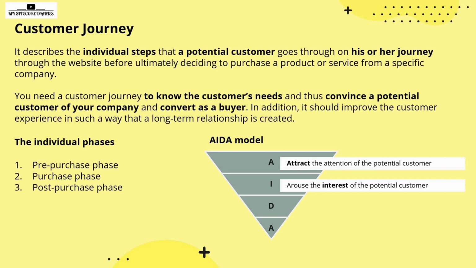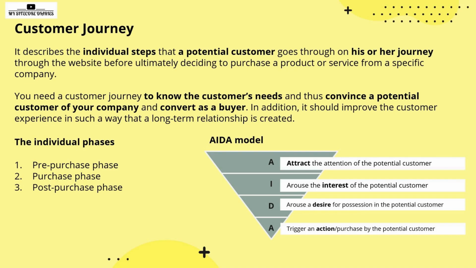So first attract, then interest. Then arouse a desire of possession in the potential customer. Once the customer has an interest in your product, you make sure that they will have the desire to buy it. So D stands for desire here. And the last is to trigger an action, a purchase by the potential customer. So you make them take action or buy the product. Okay, so that is the AIDA model. Whatever customer journey you define on your website, it should have the AIDA model.